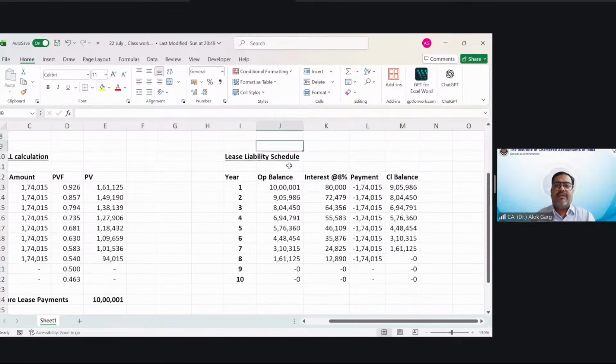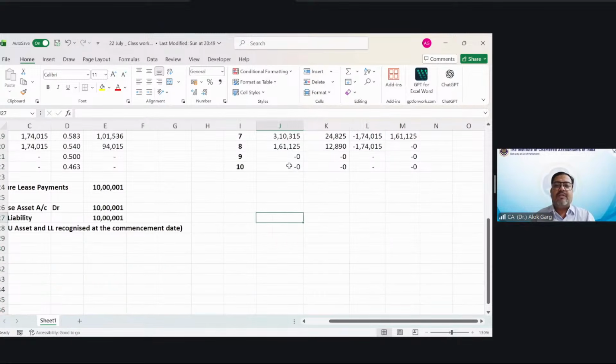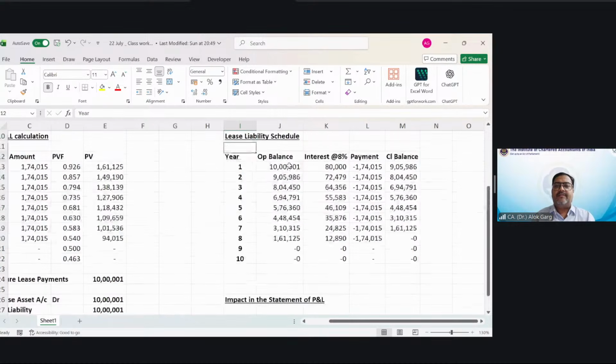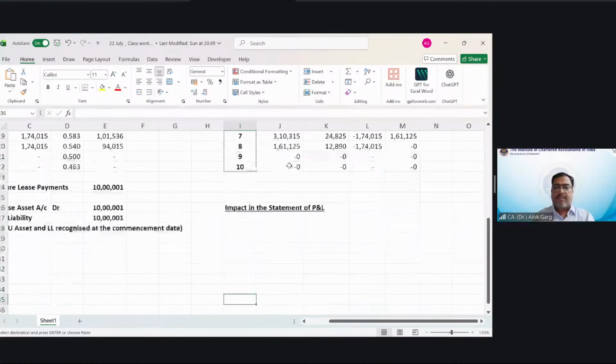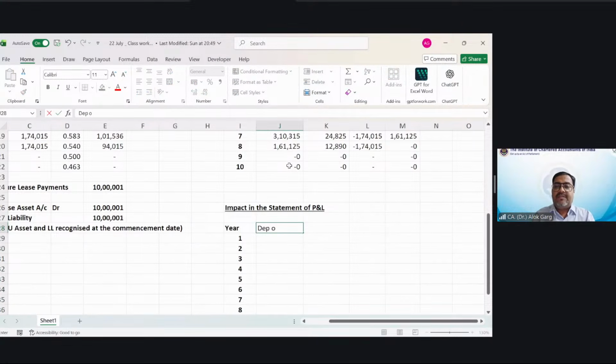And what is my impact in the P&L? Impact in the statement of profit and loss, right? What will come in my P&L with respect to this lease contract? Depreciation on ROU, right? And interest on lease liability, okay?